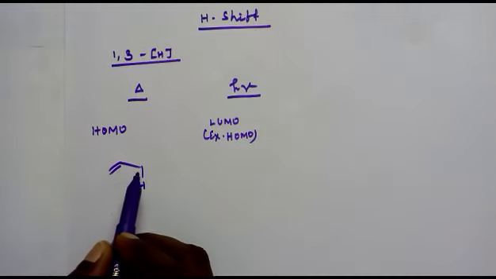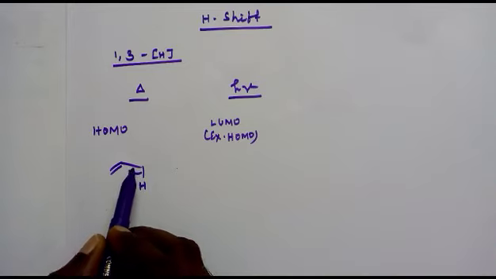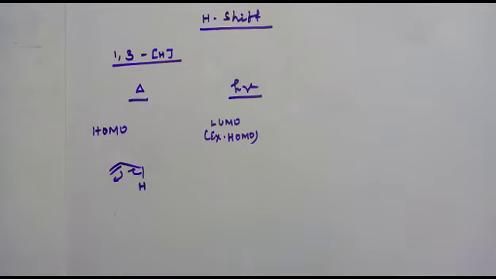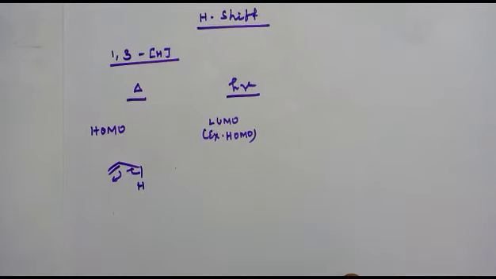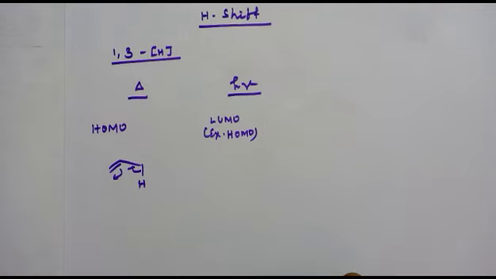Here 1 pi bond, here 1 sigma bond, both involved, isn't it? So that means 2 bonds. 2 bonds mean 2 pairs of electrons. Each bond has 2 electrons, so overall 4 electrons, 2 pairs. So 2 pairs of electrons means how the lobes look like.